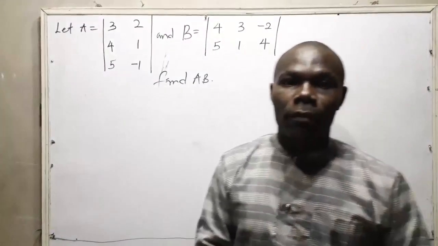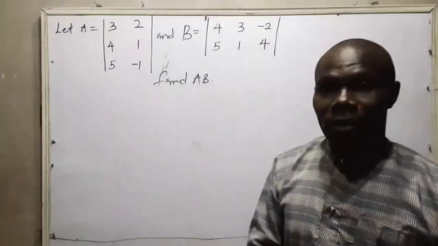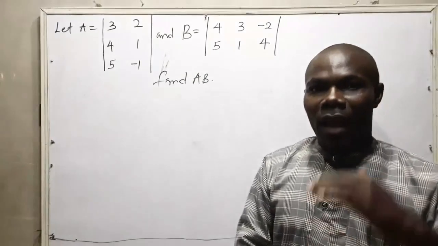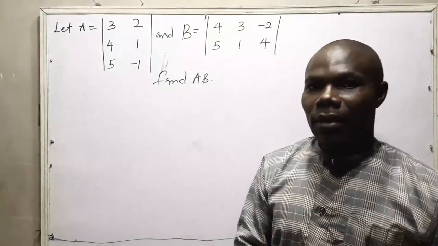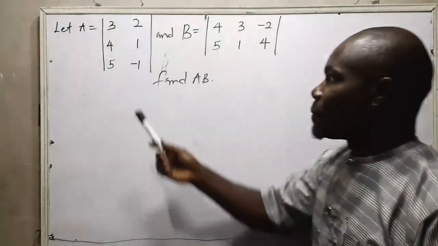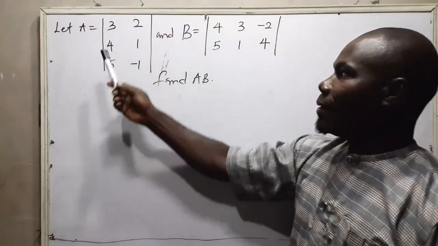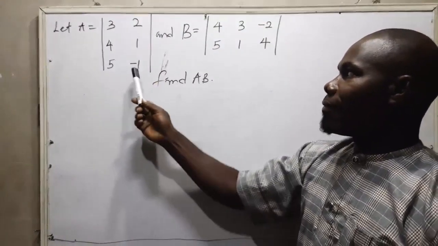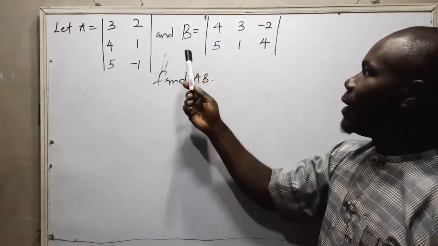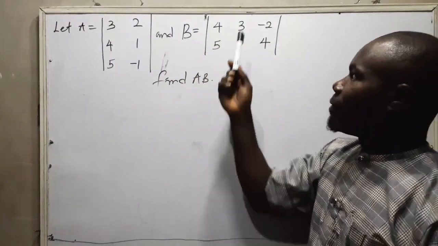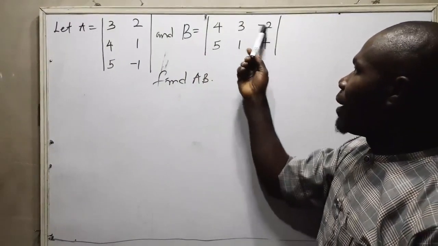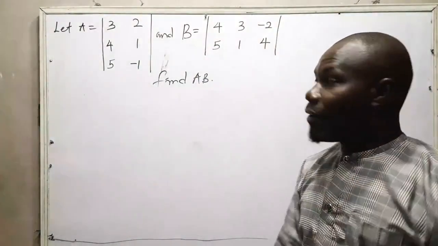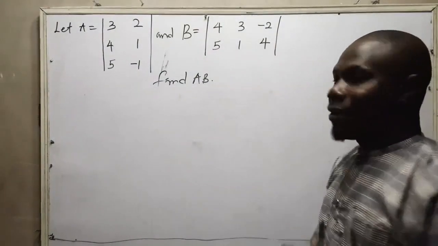We are here to solve a matrix question, which is a multiplication of matrices. How do we go about this? A very good question like this: let A be 3, 2, 4, 1, 5, minus 1, and B is 4, 5, 3, 1, minus 2, 4. But you have to consider two things that are very common in solving a matrix question.